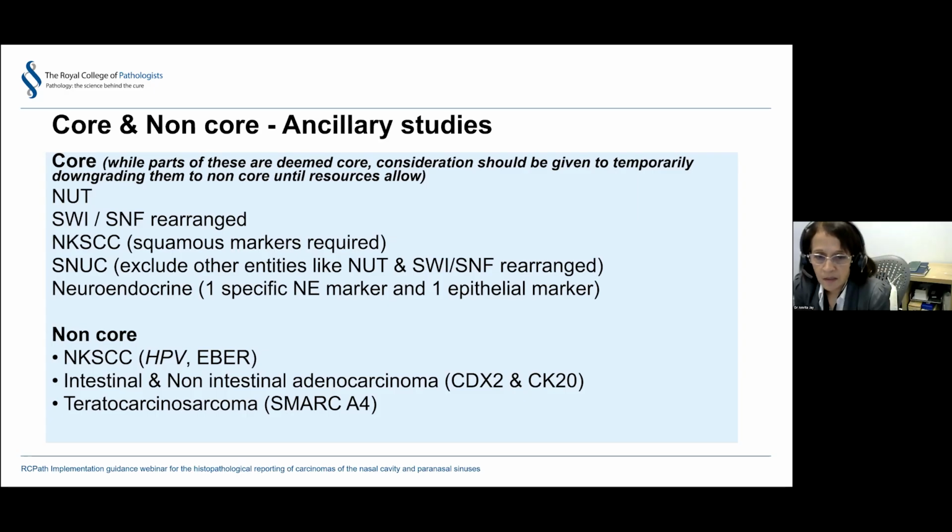Some of the entities that are considered non-core currently may change in future. For example, they do say HPV, and we have introduced the same feature, that you don't actually have to identify HPV positivity. So it is considered non-core in the current data set. Similarly with intestinal type adenocarcinomas and teratocarcinosarcoma, but some of these things can change in future.